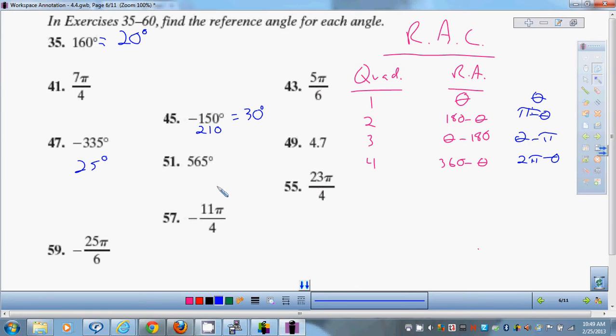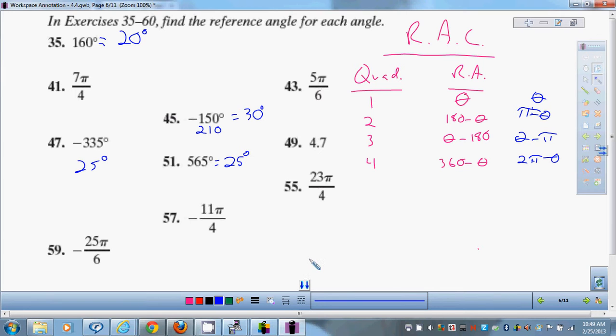Which quadrant is that in? Therefore, my reference angle is? Very good. Muy bien, sir. Very, very good. Those are all the degree ones. Questions on those before we bump over to radians?